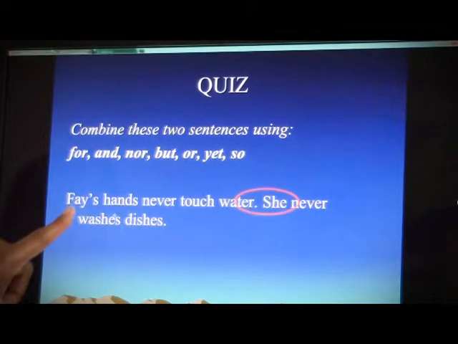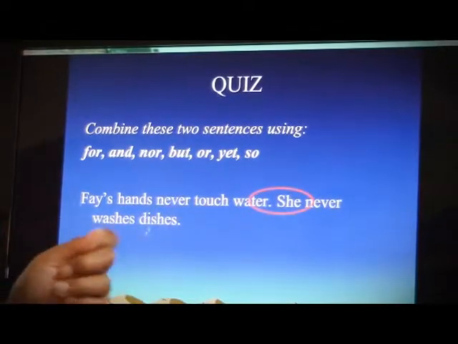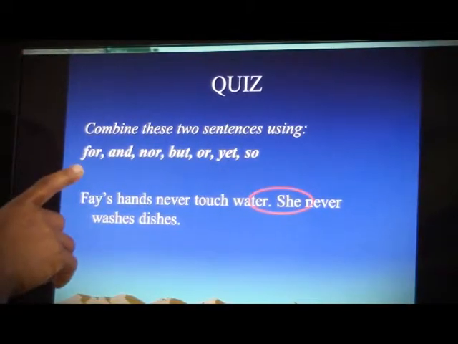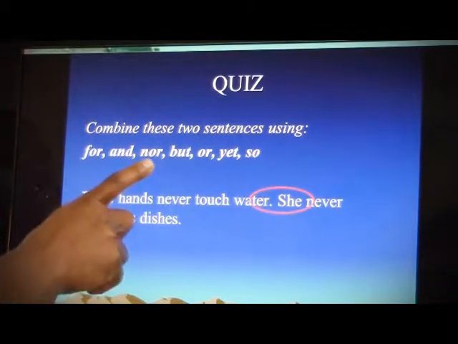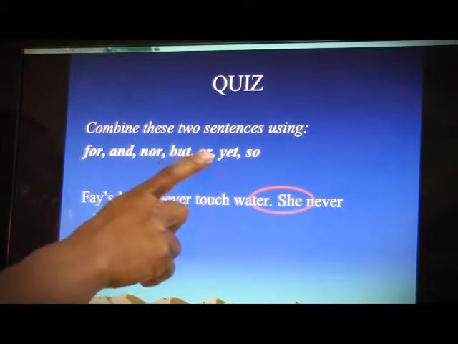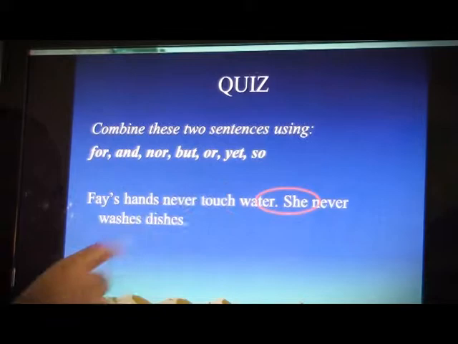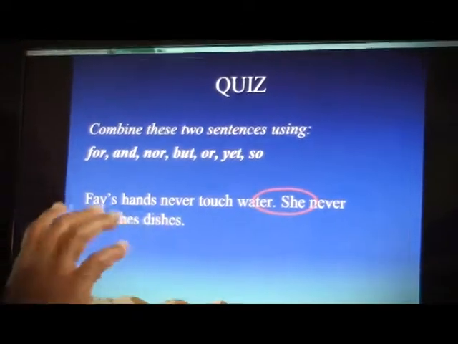Combine these two sentences. Faye's hands never touch water. She never washes dishes. For, and, nor, so, but. Do you think it's for? Do you think it's and? Do you think it's nor? Do you think it's but? Do you think it's or? Do you think it's yet? Or do you think it's so? Let's try a few. Faye's hands never touch water. For she never washes dishes? Maybe.